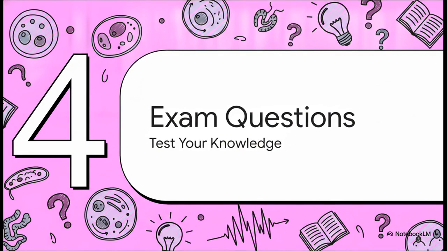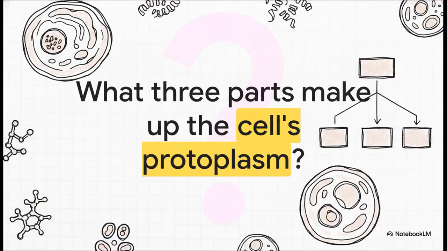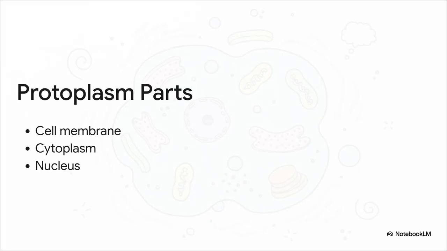Let's pivot to Section 4, cracking the exam questions. Time to test your knowledge. Okay, here's a classic question you're going to see. What are the three parts that make up the protoplasm of a cell? I'll actually pause for just a second so you can mentally rebuild that flowchart we mapped out a minute ago. Did you get it? It's the cell membrane, the cytoplasm, and the nucleus. If you have those three distinct structural steps visually labeled in your mind, you are securing full marks for sure.